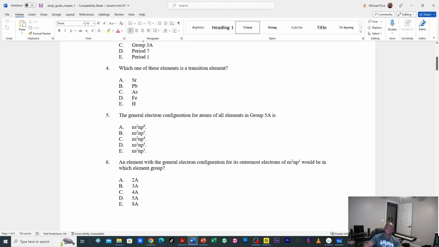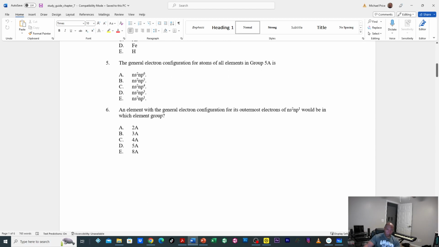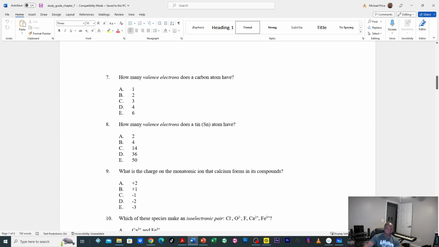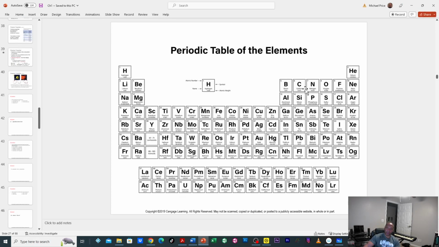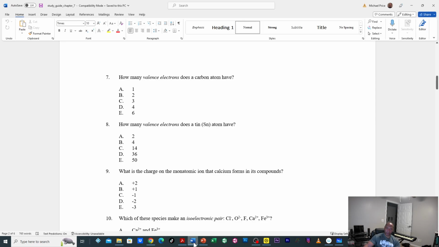All right, 6. An element with a general electron configuration for its outermost electrons of ns2, np1. That of course is going to be the group with boron in it, right? So boron, aluminum, gallium, indium, thallium. So let's see what we got here. That's going to be group 3A, right?